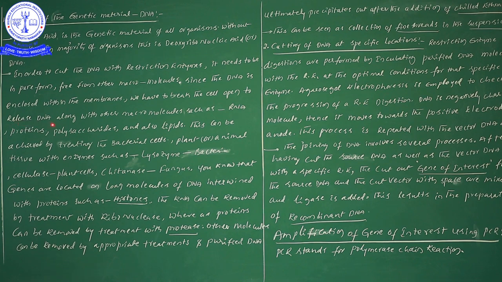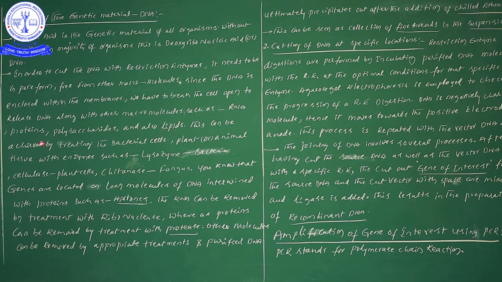To release the DNA along with the other macromolecules, when we cut the membranes, along with all the membranes and macromolecules, DNA will also be there. Now, all these macromolecules except DNA, we have to digest. First, let us see what macromolecules are present in the cells. Roughly, RNA will be there, proteins, polysaccharides, and lipids also.